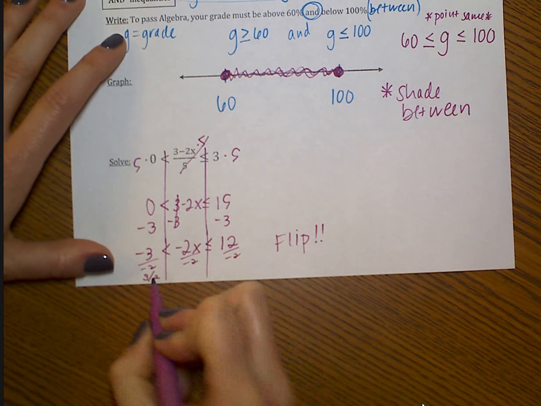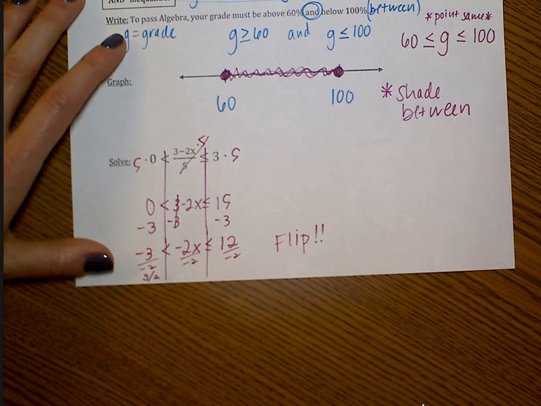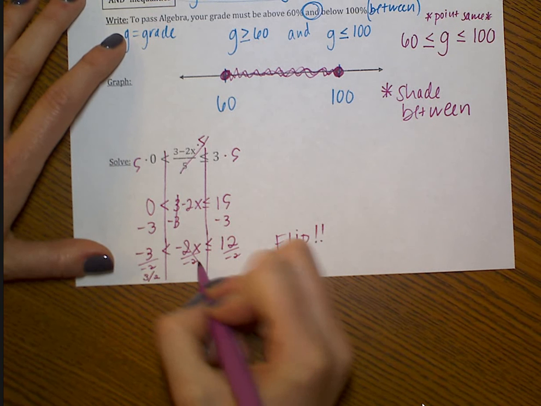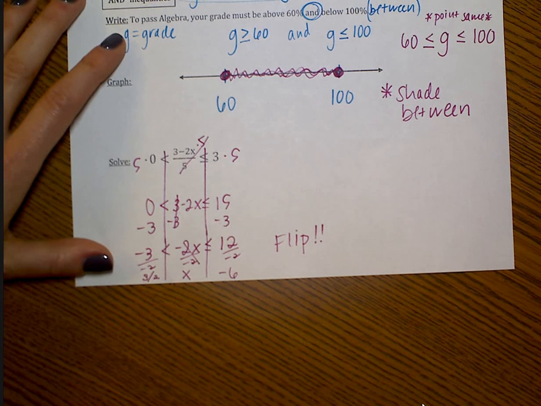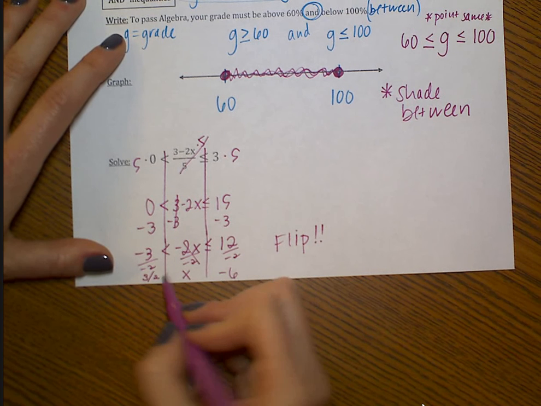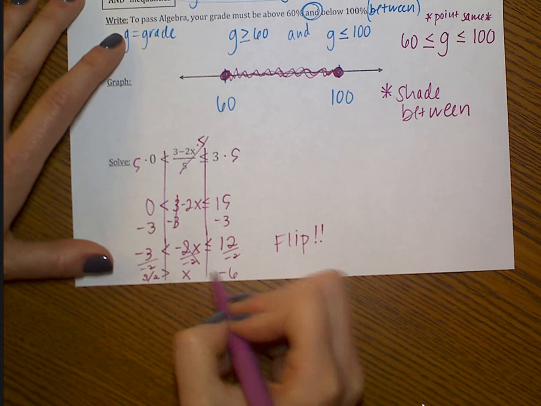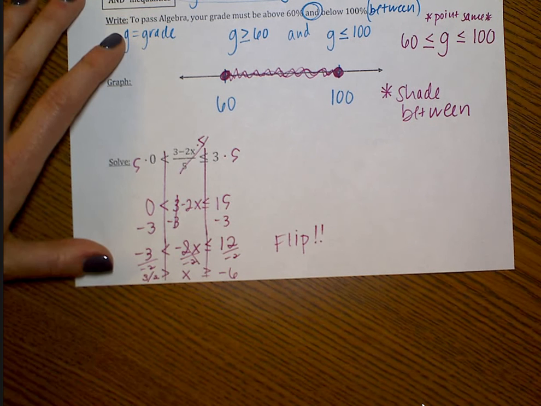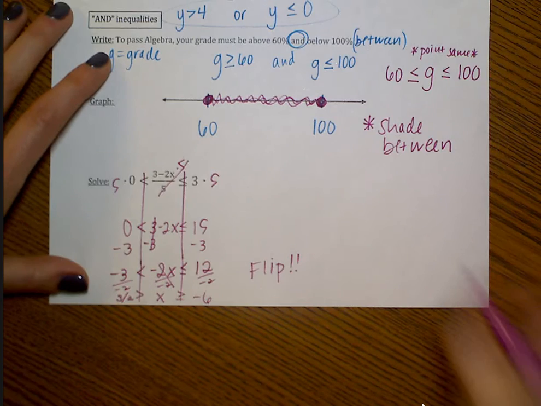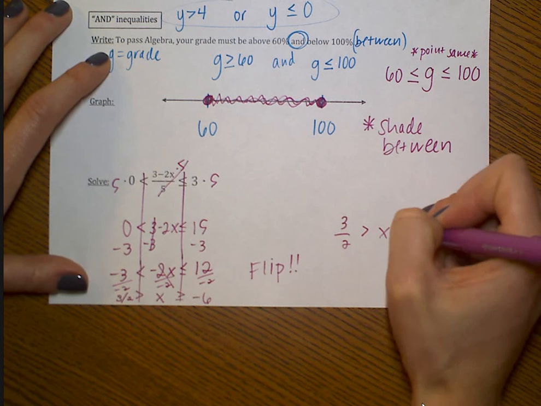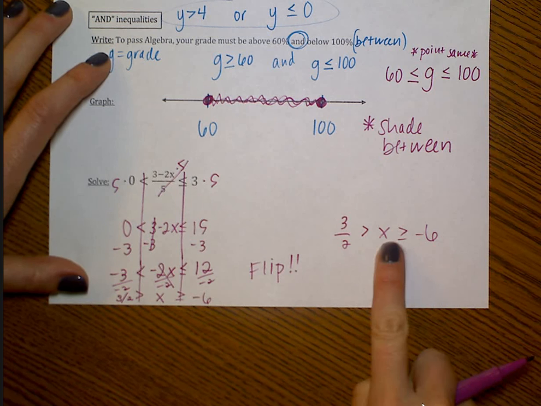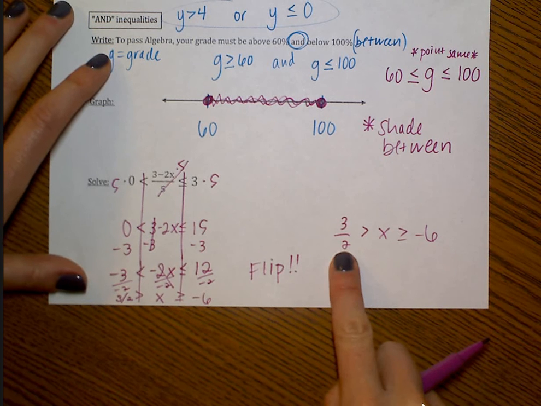And I can just leave it 3/2. Negative over negative is positive. In the middle, I just have x. And over here, I've got -6. But like I said, you've got to flip both signs. So this is now a greater than, and this is a greater than or equal to. Okay, so I'll write my final answer up here so we can see it a little bit better. X is between 3/2, or 1.5, and -6.